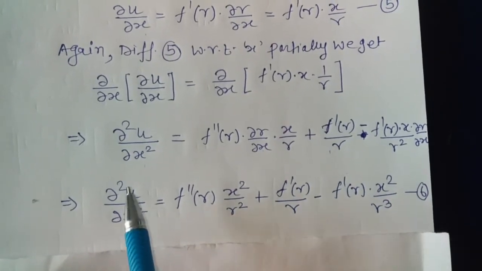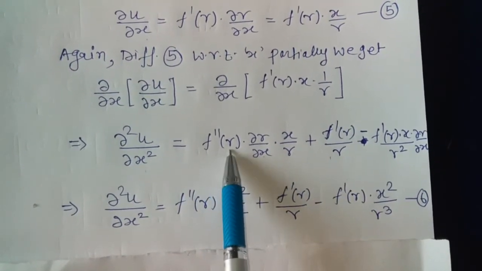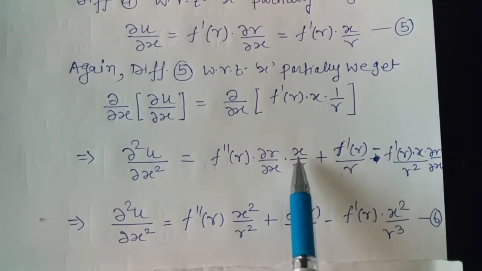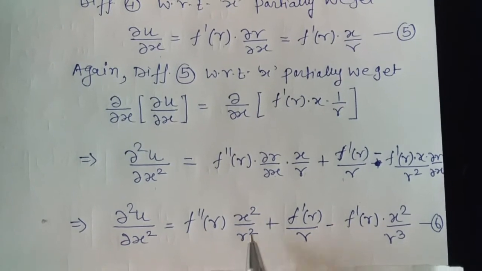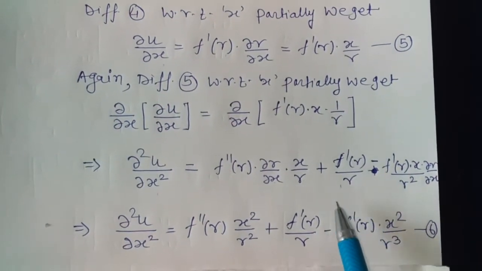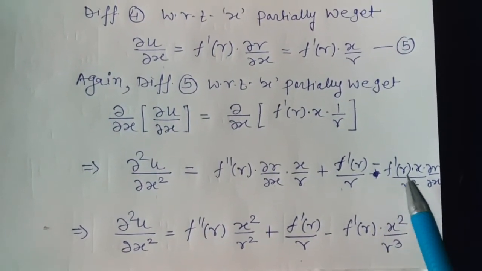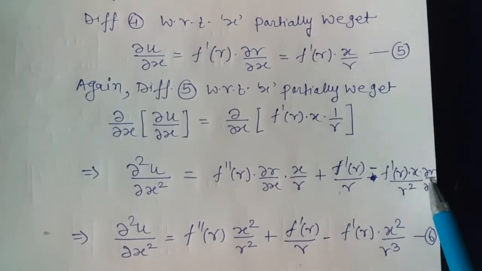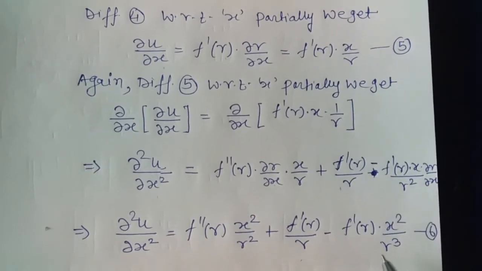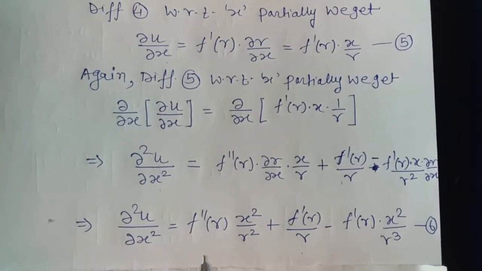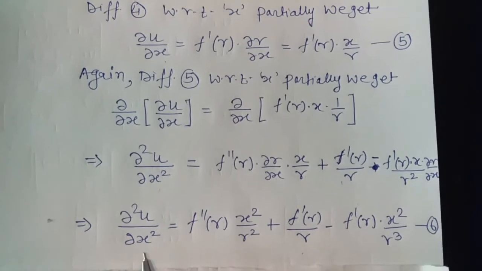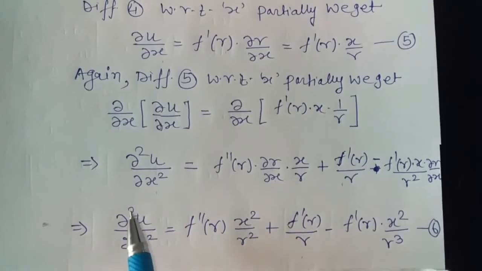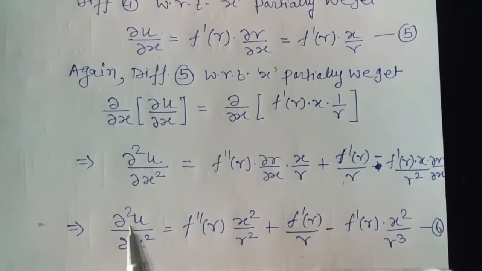So del 2u by del x2 is f double dash r. The value of del r by del x is x by r, so x by r into x by r is x square by r square, plus f dash r by r minus f dash r. Del r by del x is x by r, so we get x square by r cube. So this is our value of del 2u by del x2. And similarly, we replace x by y, and we get the value of del 2u by del y2.